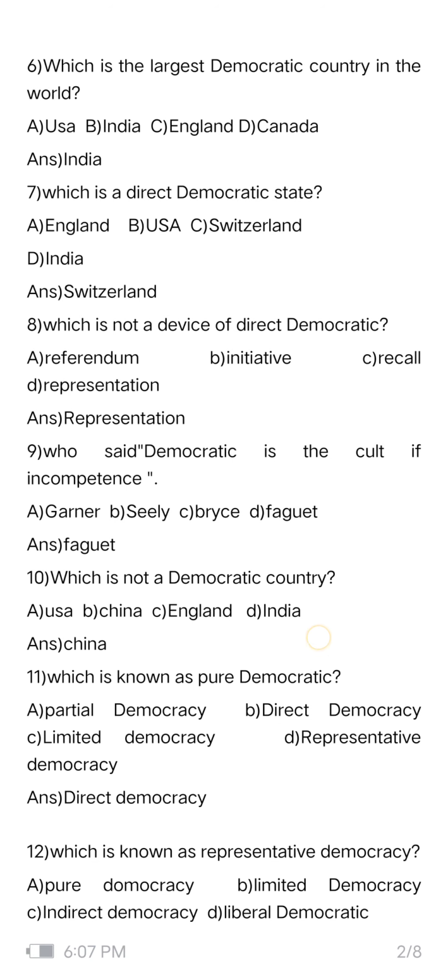Next question is, which is not a democratic country? Option is USA, China, England, India. Right answer is China. China is not a democratic country.